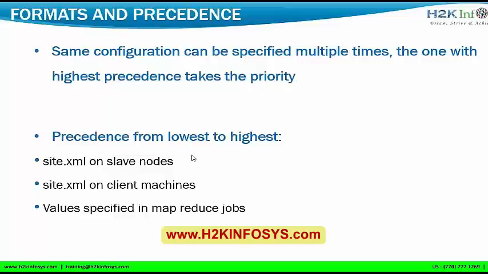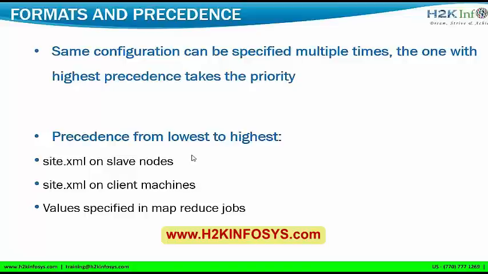And the second priority goes to site.xml on the client machine. There will be a client machine that is connected to my Hadoop cluster, right? So my client machine takes much more priority than my slave node. So in my cluster, the admin has declared the replication factor as 1. But as a client, when I connect to the Hadoop cluster, I can give the replication factor as 3 such that my data gets replicated thrice.